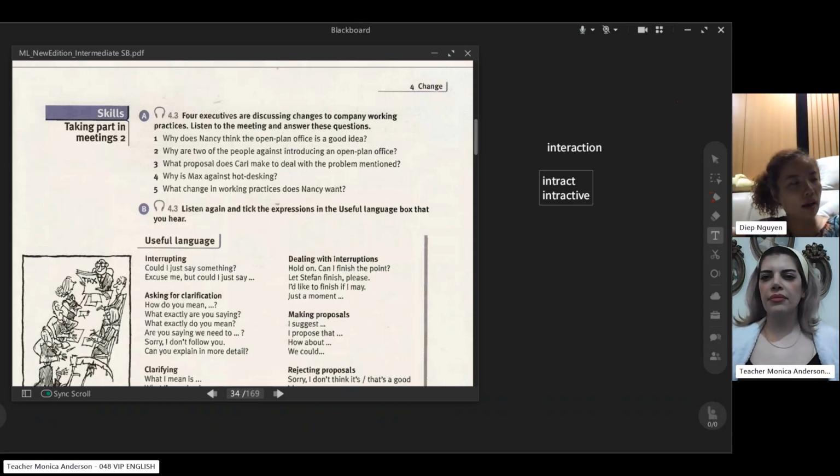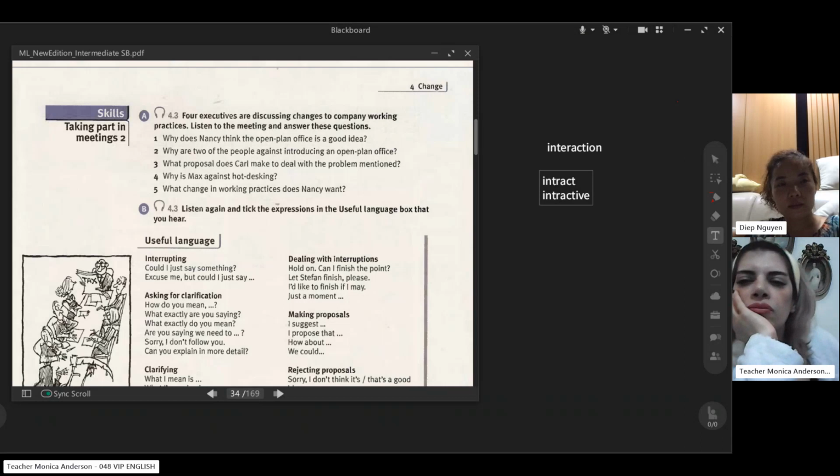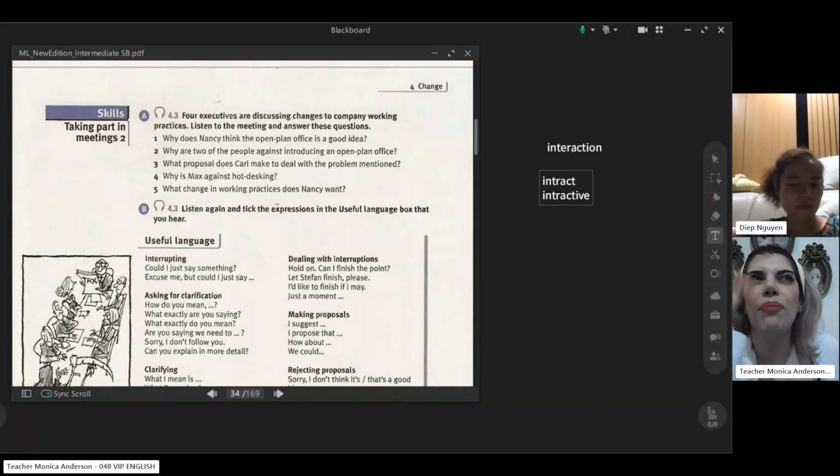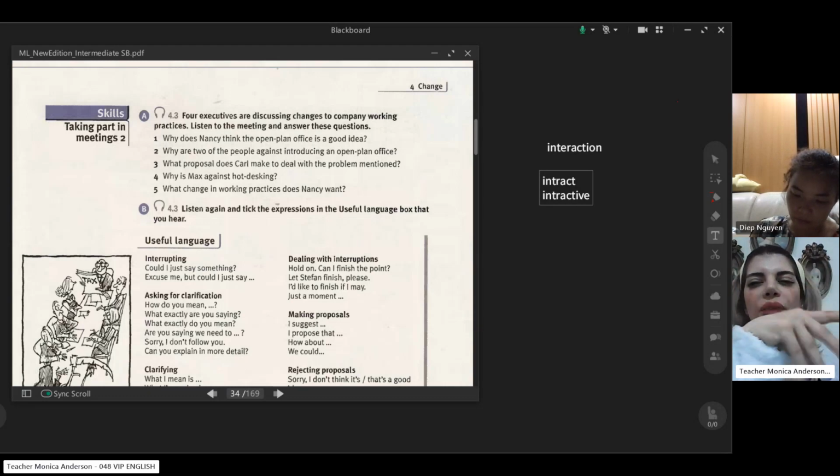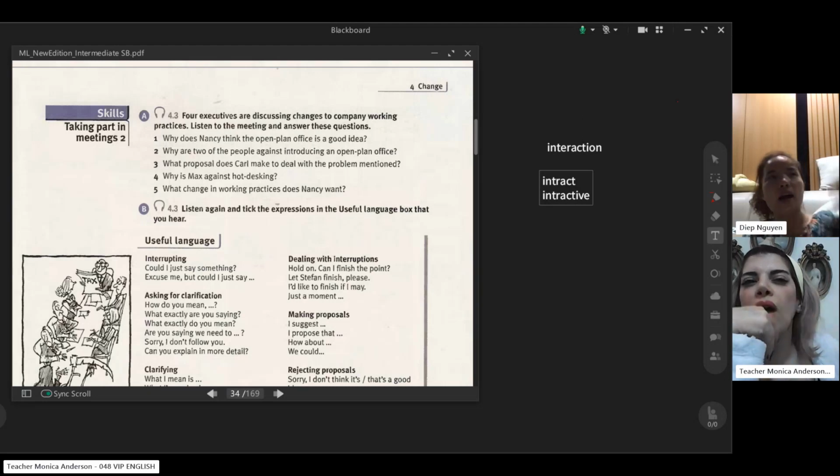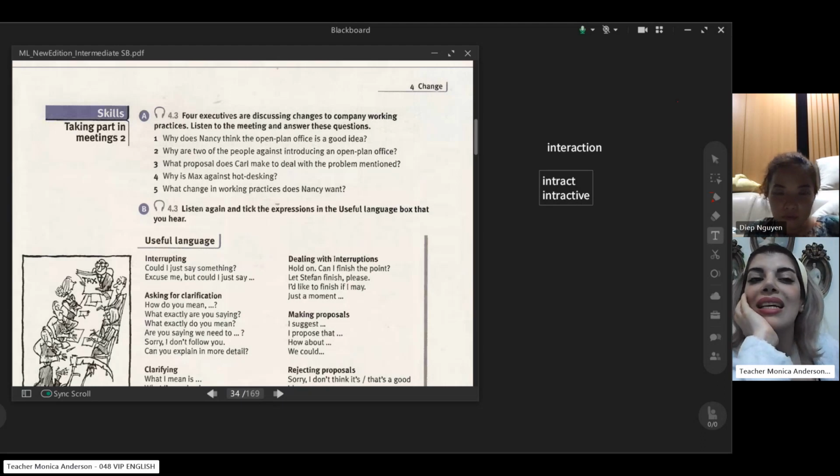Number three, what proposal or plan is going to deal with the problem mentioned? I heard that the men suggest they can have a meeting room for the privacy issue. I mean, privacy meeting. Did you hear something related to a report done by someone? They want to hear other opinions, like people inside the company. Yeah, of course.